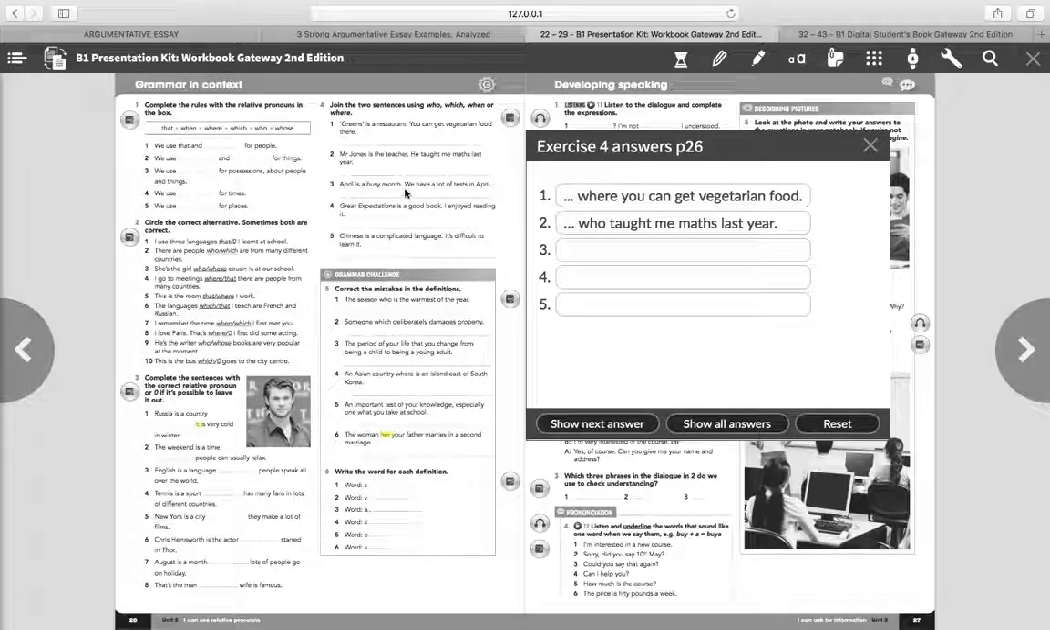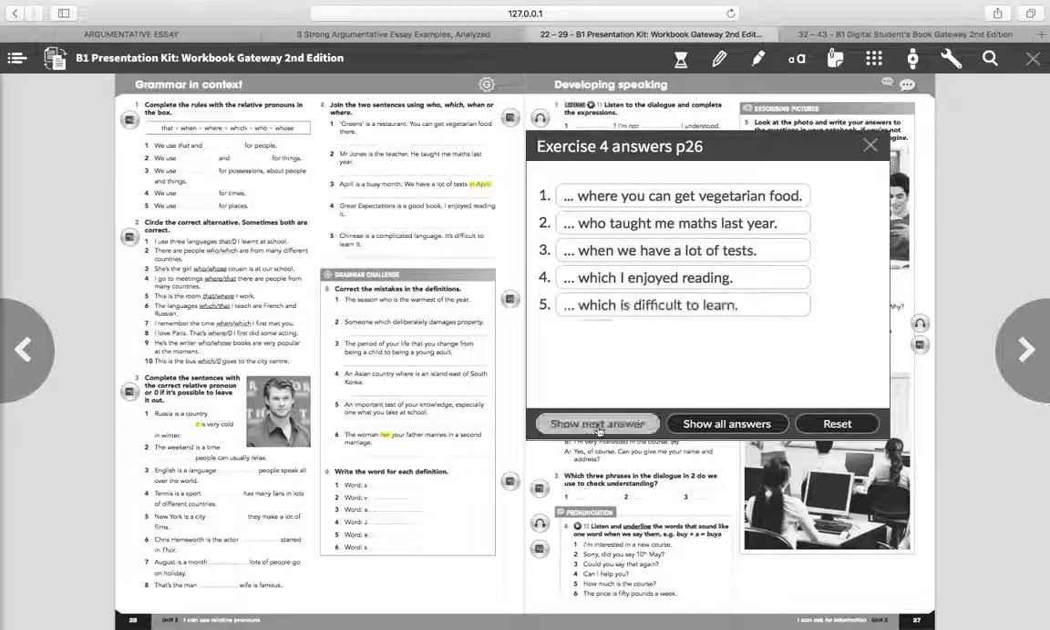April is a busy month. Be careful about in April, because month April, so you can't just repeat it. As you can see, there isn't any April. Great Expectations, a good book which I enjoyed reading. Be careful. Chinese is a complicated language. It's difficult to learn. Okay. Actually, maybe we have just covered that page with you, just as a reminder.